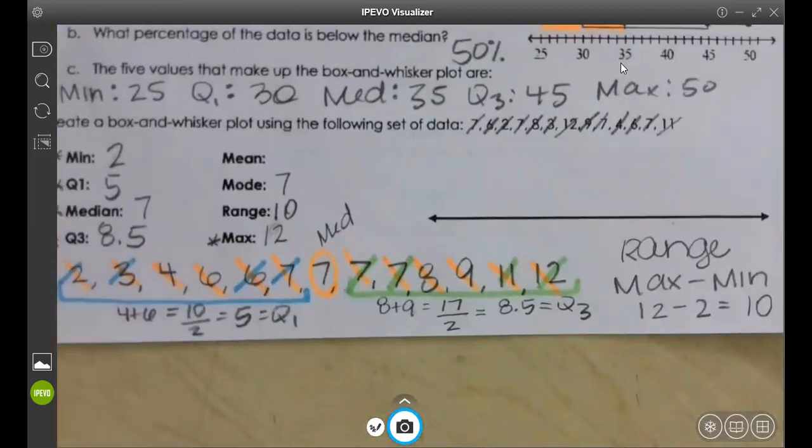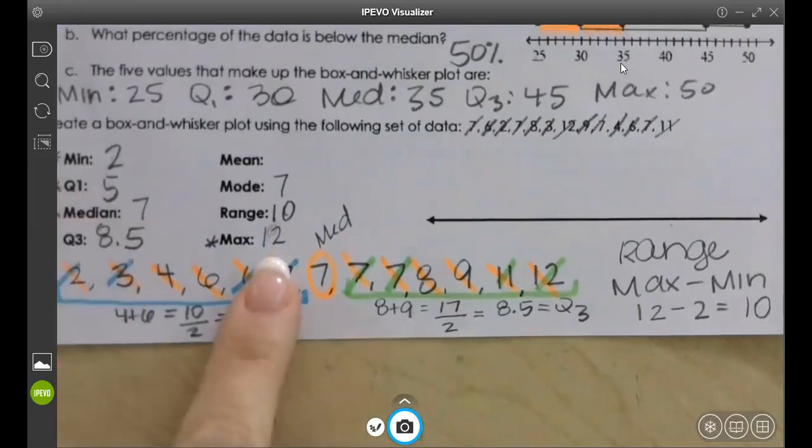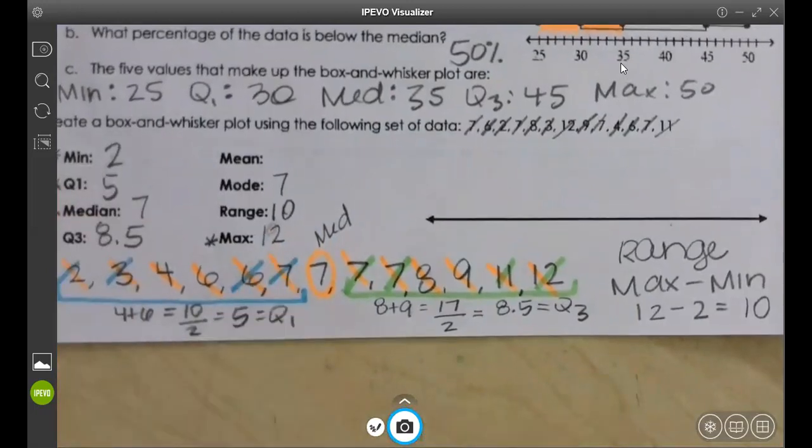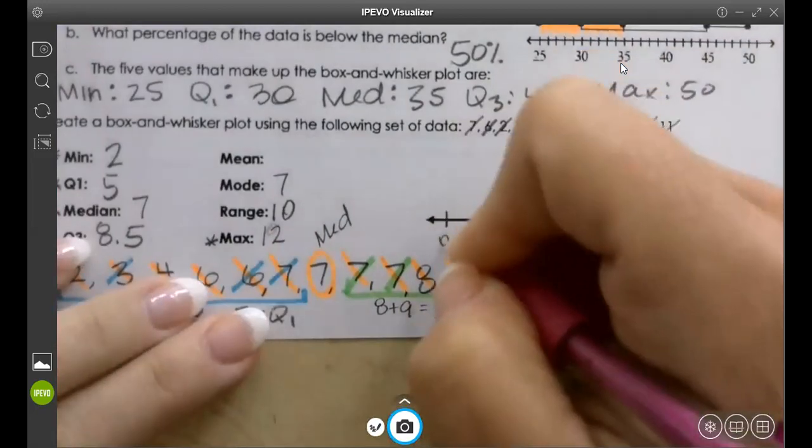But again, we're only focused on the stars so that we can make a box and whisker. Okay. So how do you make a box and whisker plot? You make a number line. Our number line has to at least go from 2 to 12. Does everybody see that? 2 to 12. I'm going to start mine at 0. I like to go a little bit before.